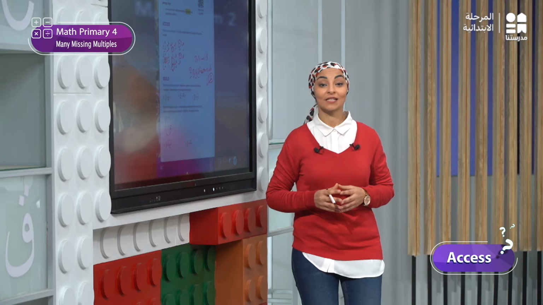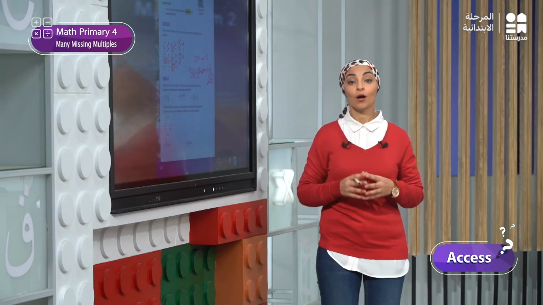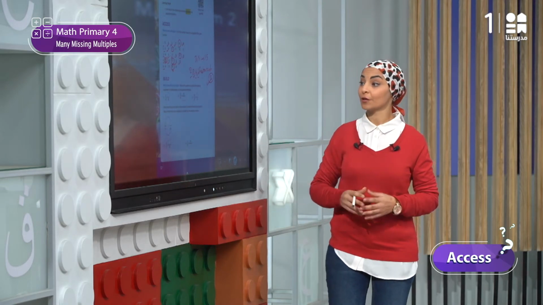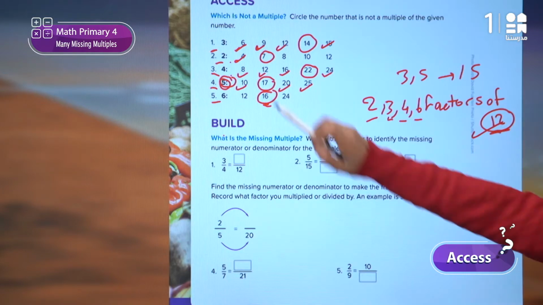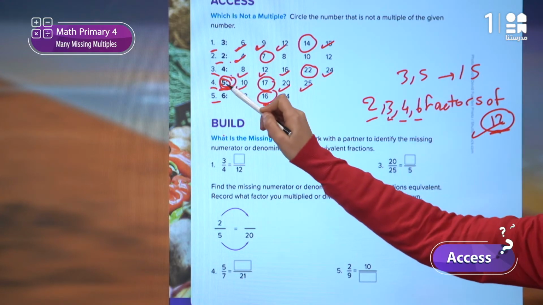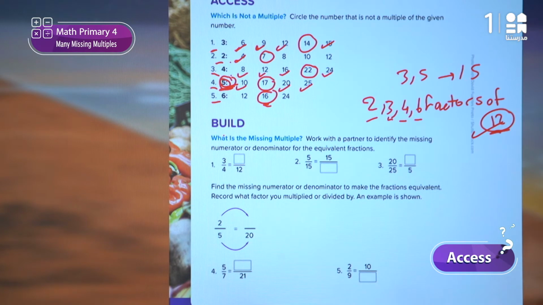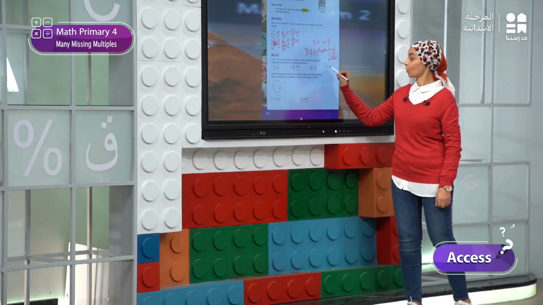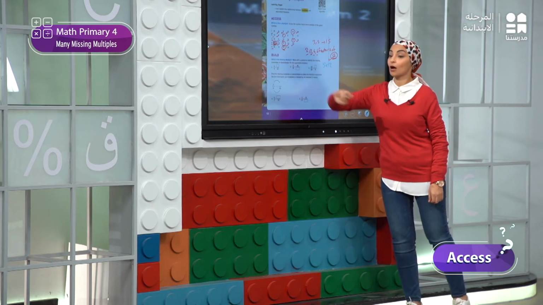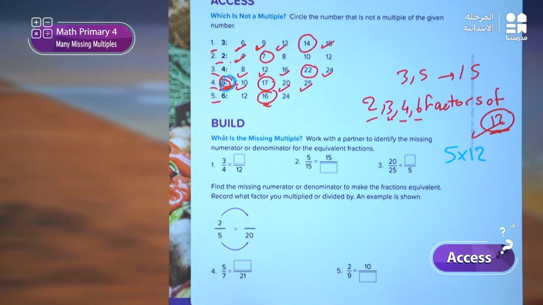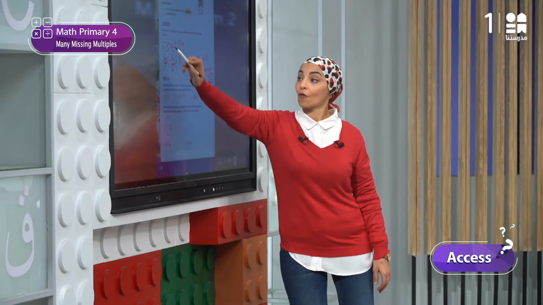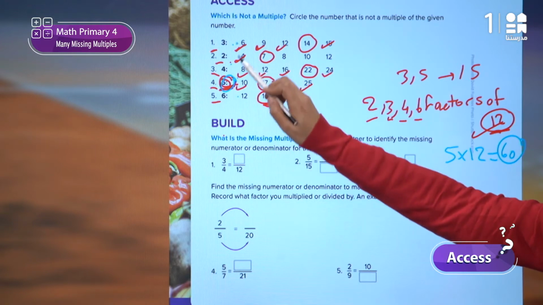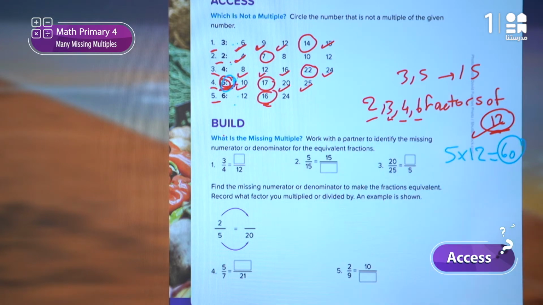Some students told me, or thought about, multiplying 5 by 12. Didn't I say the 12 is common in all the numbers except 5? That's why some students told me, Miss, we can multiply 5 times 12 to get what? To get 60. Right? And this 60 I will find is a multiple of all these numbers: 3, 2, 4, 5 and 6.